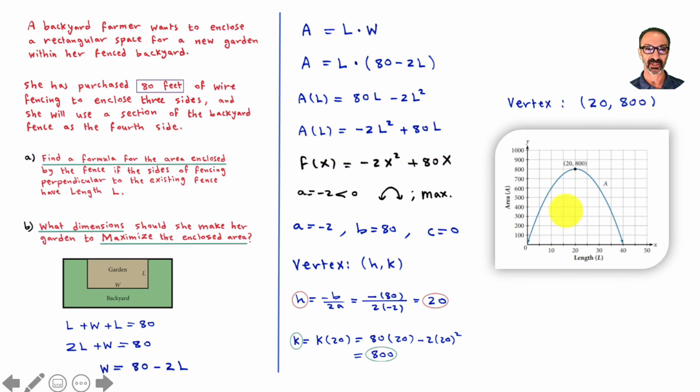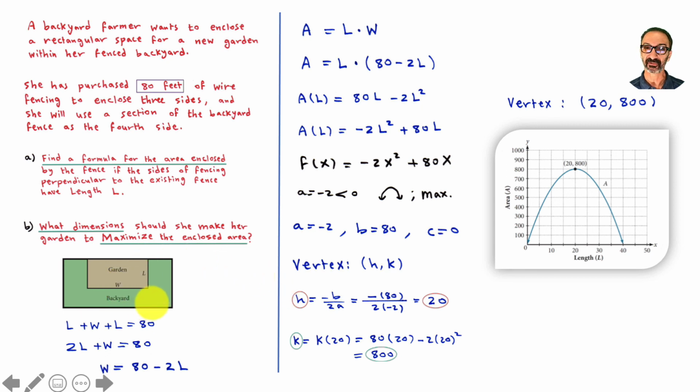Now, let me also support that by showing this point and this point. Well, this point here says length equals 0. If you don't give anything to this side, that means you're not giving anything to this side, which means the whole 80 is going for W. If you have no length and it's all W, that's going to be a 0 area.